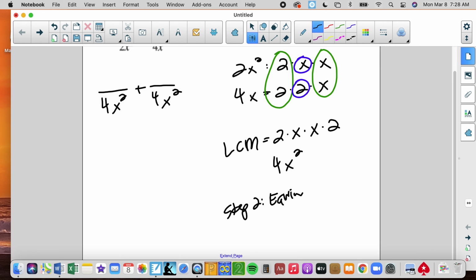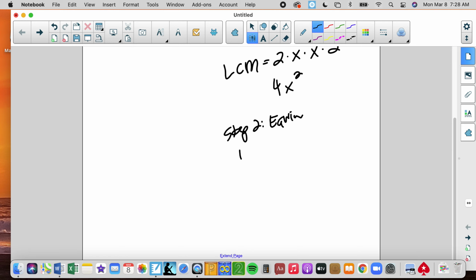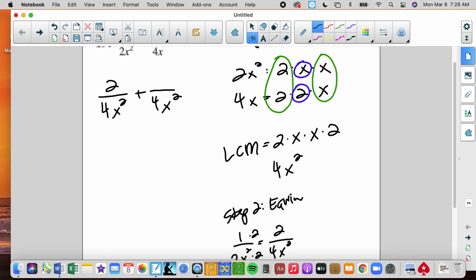So equivalencies, let's look at that. 1 over 2x squared equals how many 4x squared? So what do we multiply 2x squared by to get 4x squared? Well, we multiply it by 2. 1 times 2 is 2. That seems really easy, doesn't it?